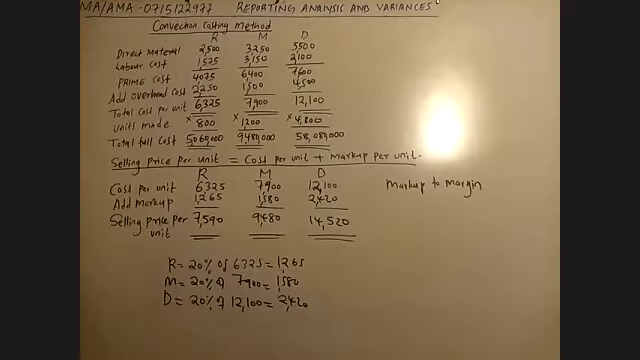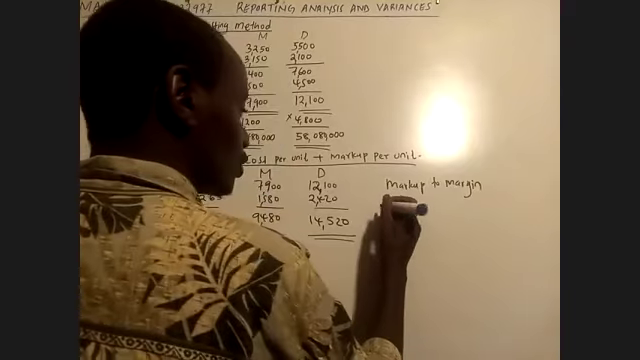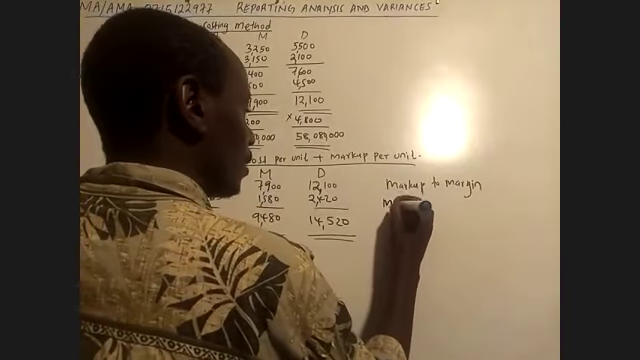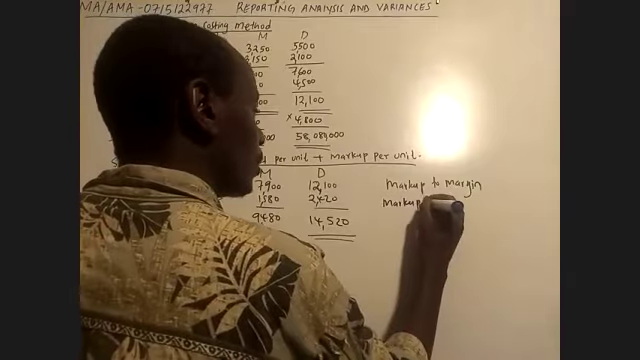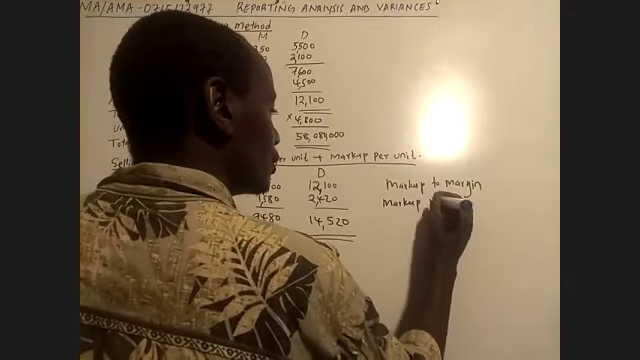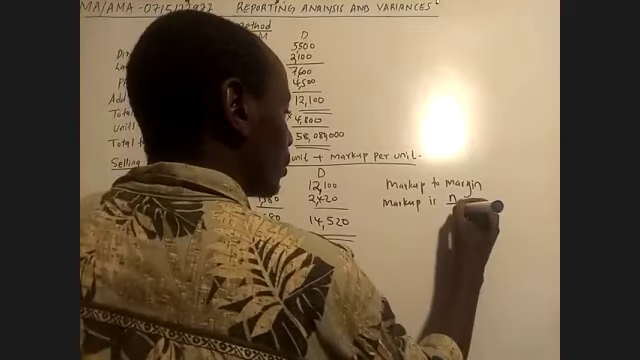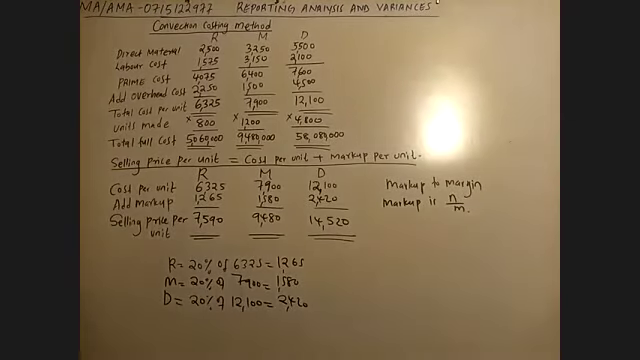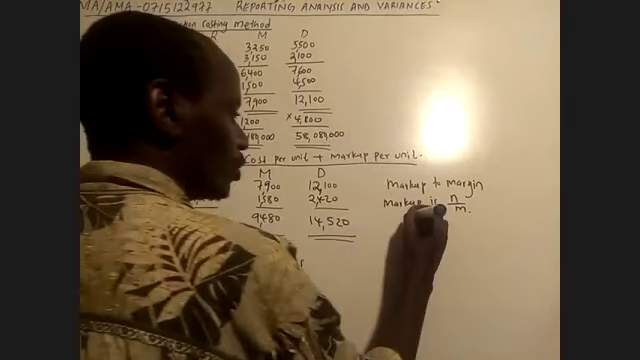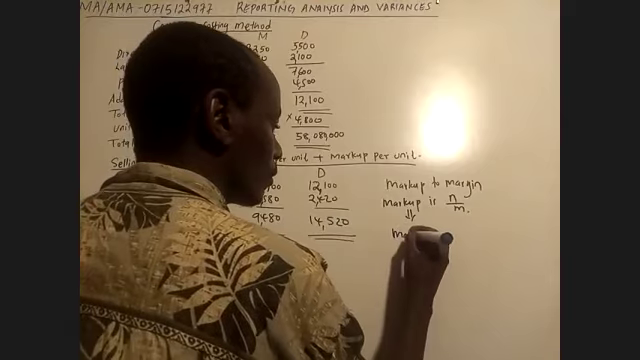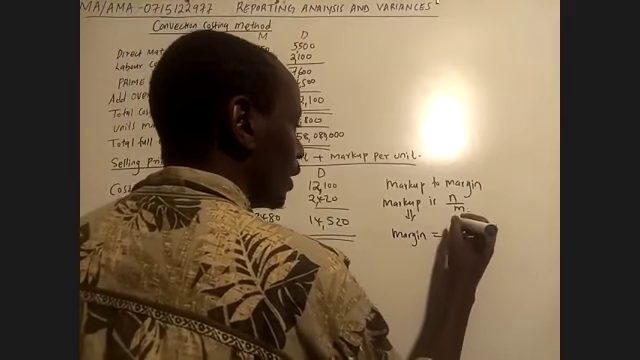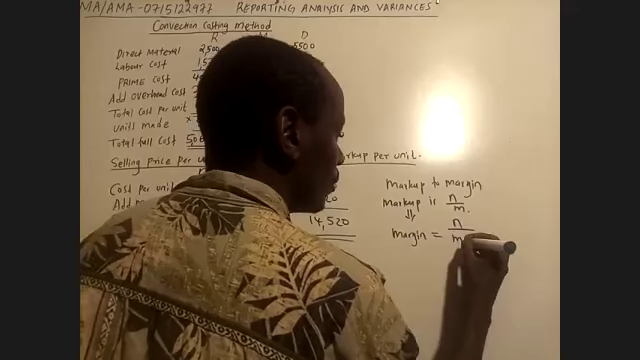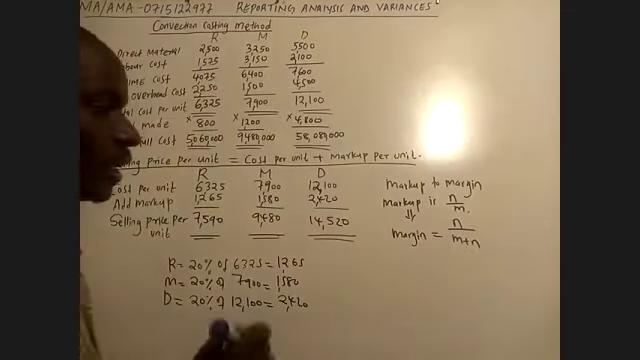So let's say the markup is N over M. Now, what will be the margin? The margin will be equal to N over M plus N.